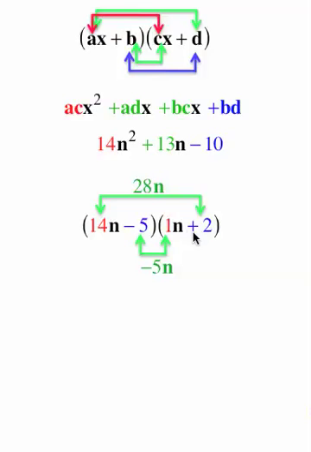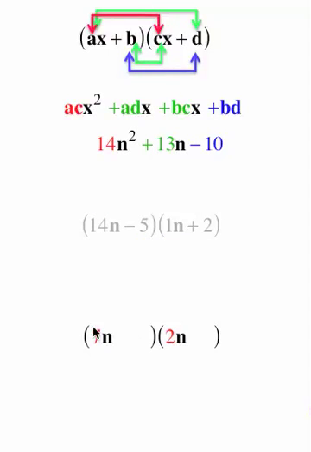All right, I can switch the 2 and the negative 5 and see if that works. Okay, so 14 times negative 5 is negative 70, and 2 times 1 is 2, so that's not going to give me 13 either. All right, so the 14 and 1 combination doesn't work. I'm going to try 2 and 7.